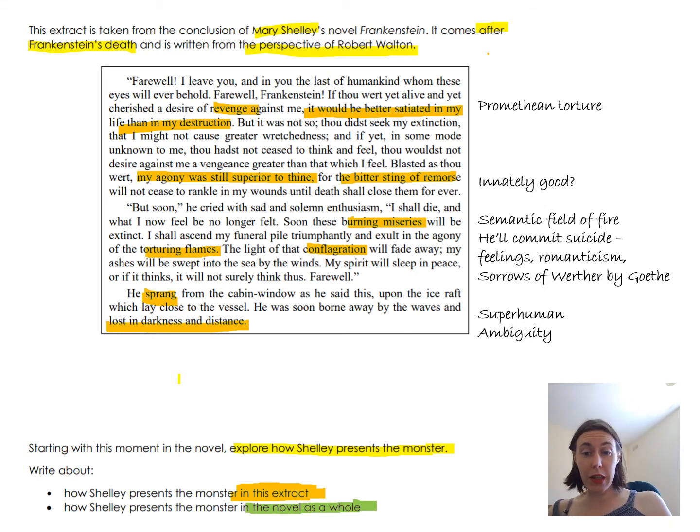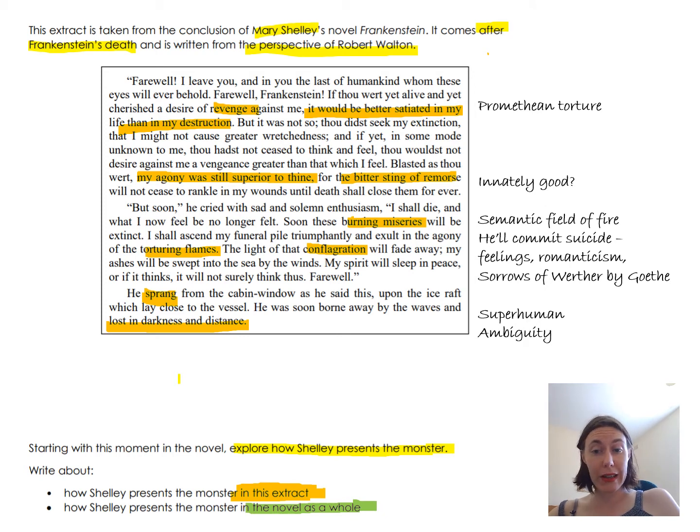By saying that he's going to commit suicide, we are reminded of the fact that when he was in the de Lacy household, the monster read The Sorrows of Werther by Goethe, which is all about the fact that we should empathise with those people who are suicidal, and we should care for their experiences. And that's perhaps something that Shelley is alluding to here.